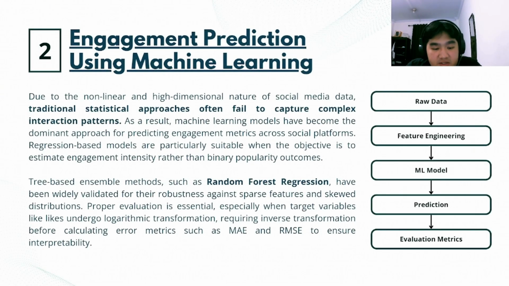Engagement prediction using machine learning. Due to the nonlinear and high-dimensional nature of social media data, traditional statistical models often fail to capture complex interaction patterns. As a result, machine learning models, especially regression models, have become the dominant approach for engagement prediction. Tree-based ensemble methods, such as random forest regression, are particularly effective due to their robustness against sparse features and skewed distributions.